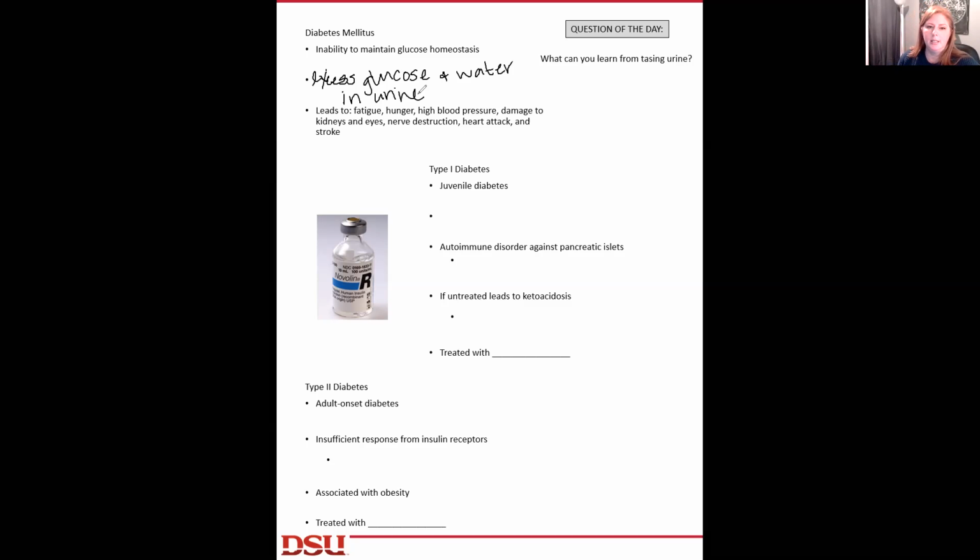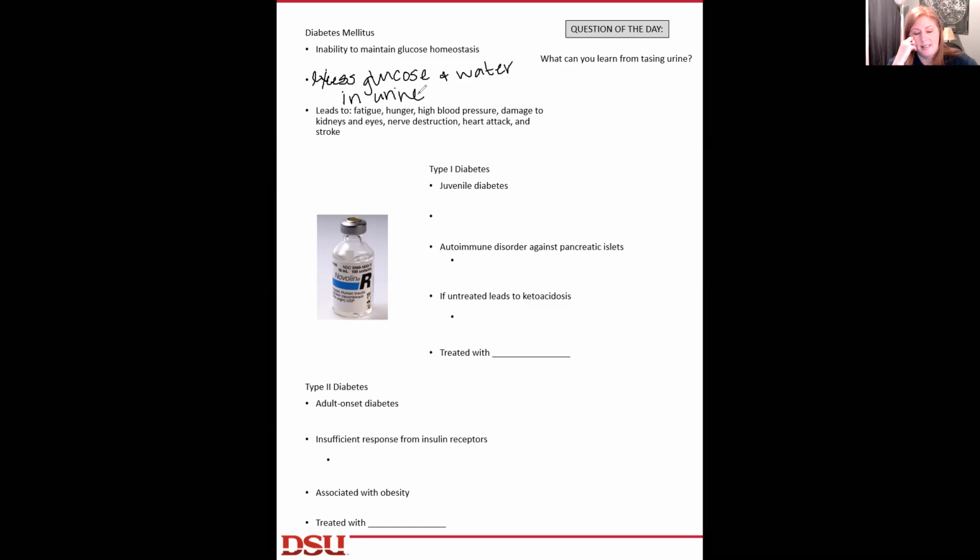High blood pressure, this has to do with water intake. And then long-term, damage to kidneys, because again, the kidneys are attempting to filter out extremely high levels of glucose. It causes damage to the eyes, and a lot of that has to do with the little blood vessels in the eyes. It can cause nerve destruction, heart attacks, strokes.